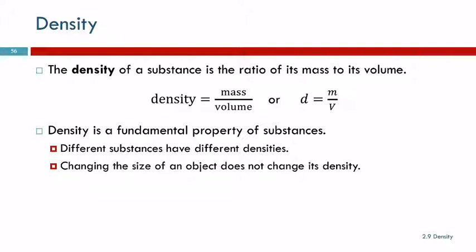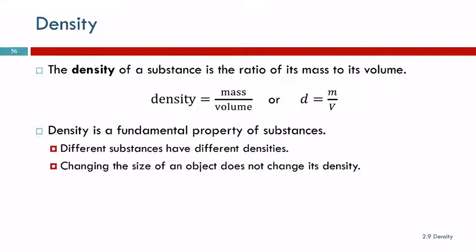Let's talk about density. Density is a ratio. It's a ratio of something's mass to its volume. So we have an equation for density. Density equals the mass of the object divided by its volume, or shortened up, D equals M over V.